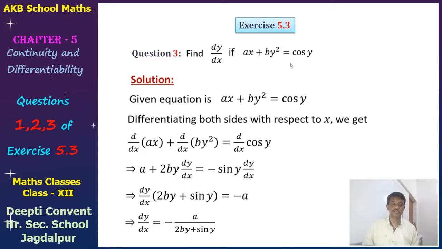Here the relation is implicit. That's why we are differentiating directly and getting dy/dx like this. Okay. So that is the solution of questions 1 to 3 of exercise 5.3.